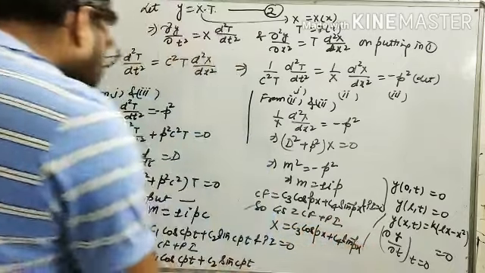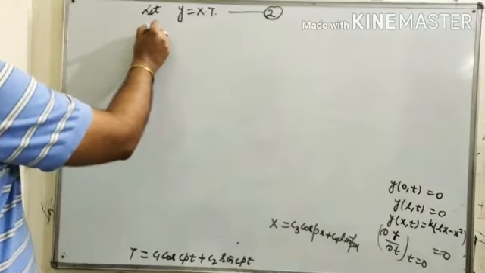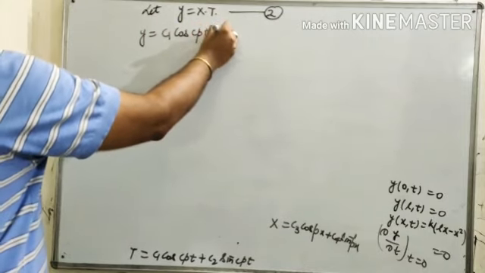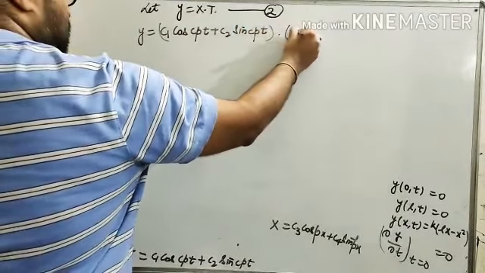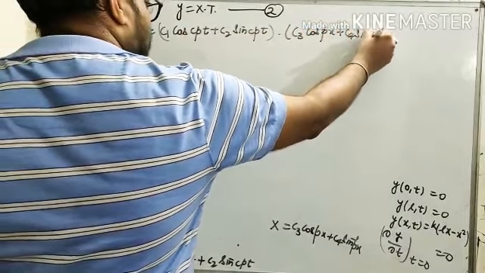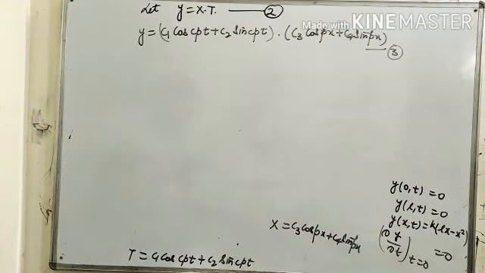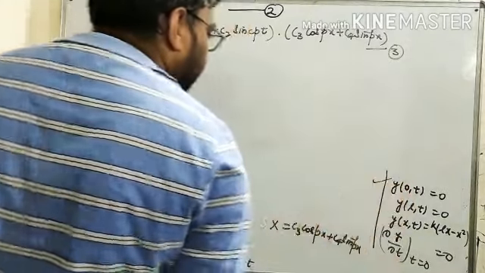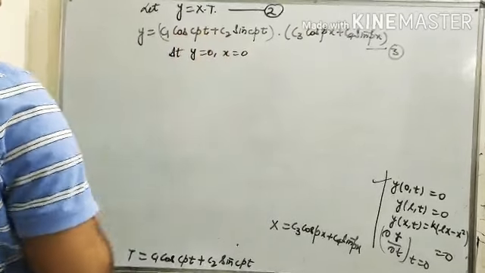Now putting capital X and capital T in equation number 2, we get y equals (C1 cos cpt plus C2 sin cpt) into (C3 cos px plus C4 sin px). Let it be equation number 3. Now we have to satisfy it on these particular limits. So first we have to put y equals 0 at x equals 0.